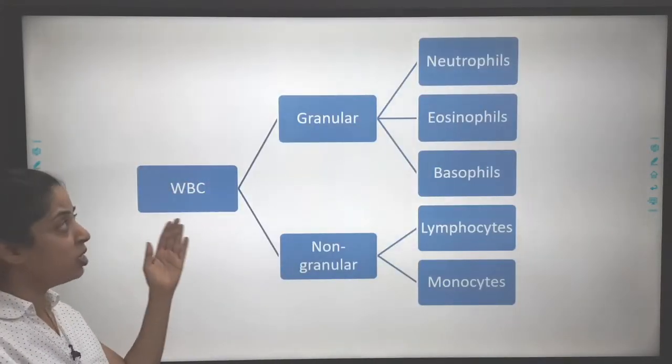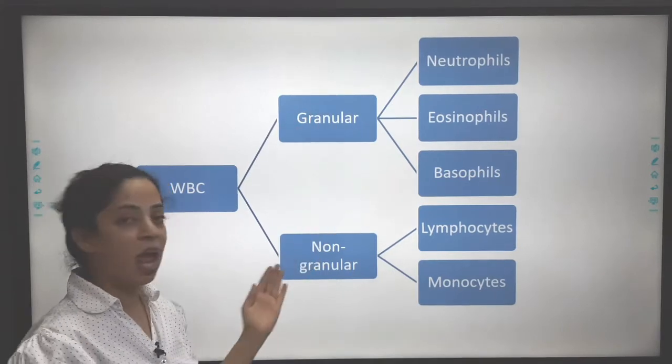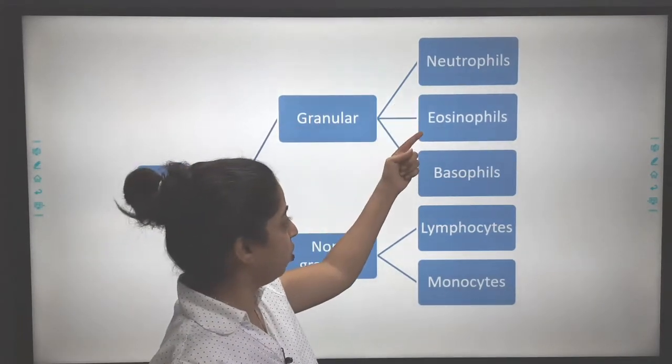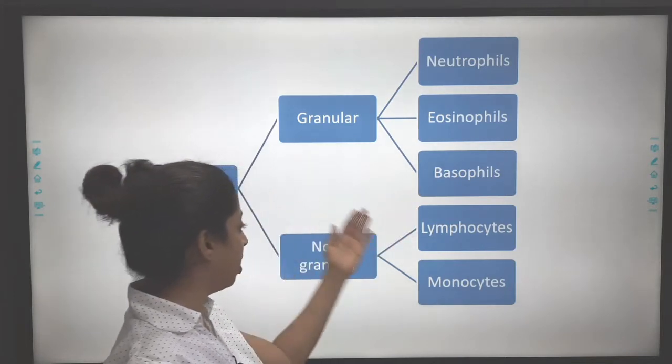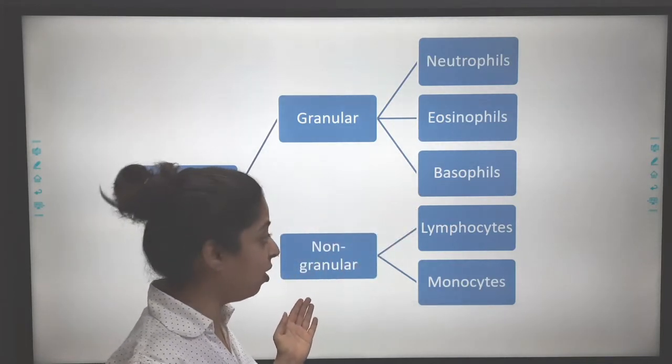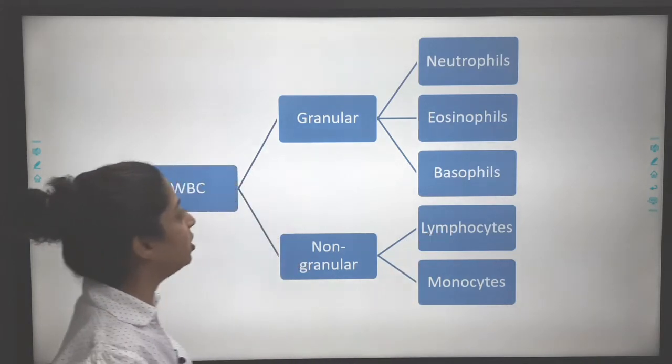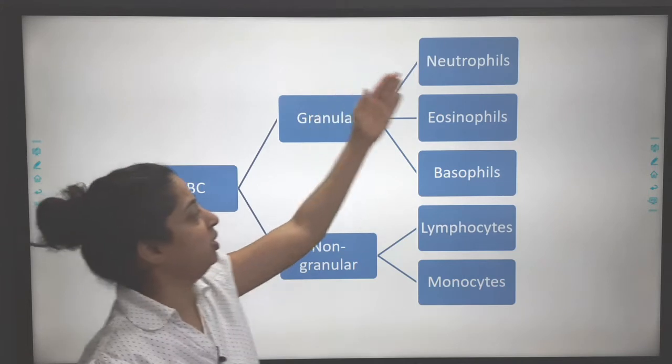Now children, WBC is of two types, granular and non-granular. In granular, there are neutrophils, eosinophils and basophils, whereas the non-granular or agranular are classified as lymphocytes and monocytes. So first we'll study in detail about granular, that is these three.